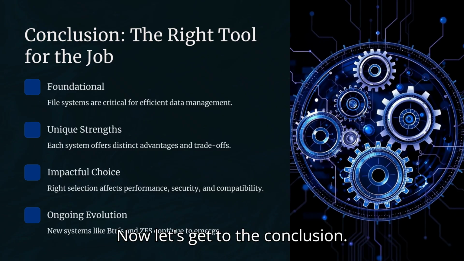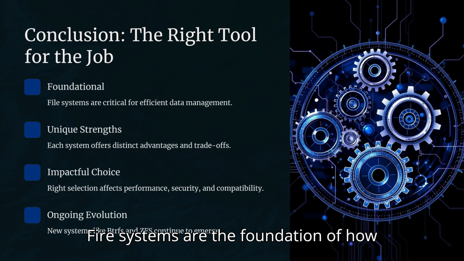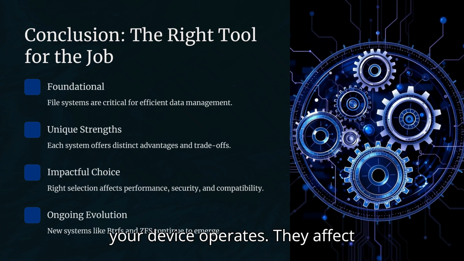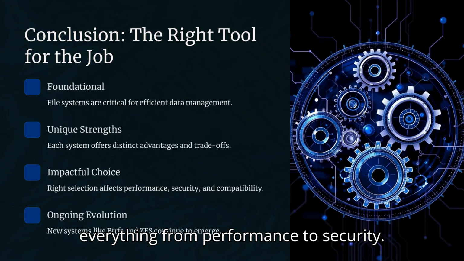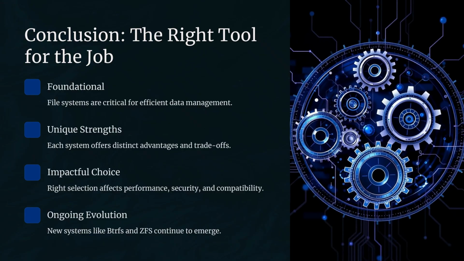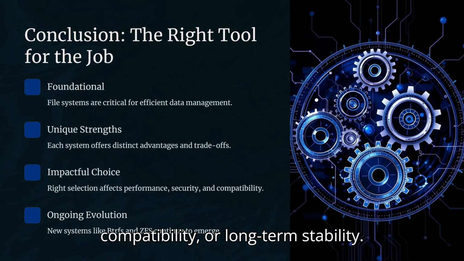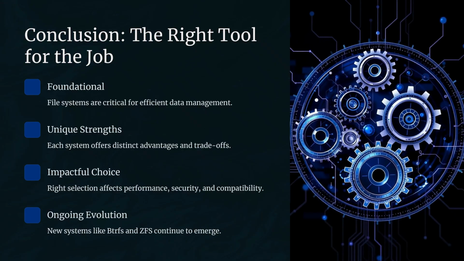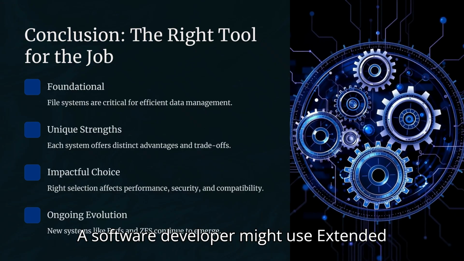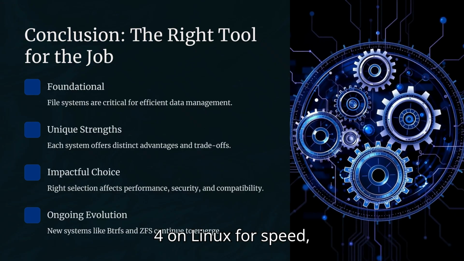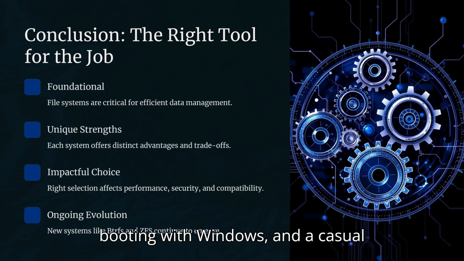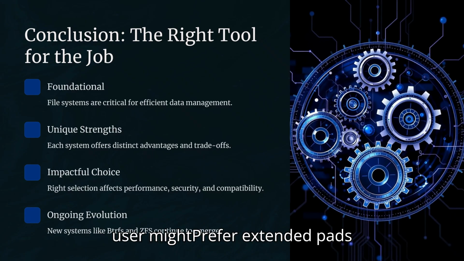Now let's get to the conclusion. File systems are the foundation of how your device operates. They affect everything from performance to security. Choosing the right one depends on what you need. It can be speed, compatibility, or long-term stability. A software developer might use ext4 on Linux for speed, but NTFS for dual booting with Windows. And a casual user might prefer exFAT for flexibility between different operating systems.